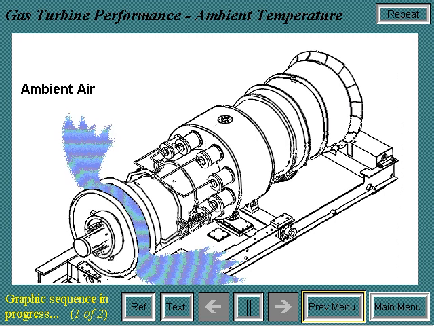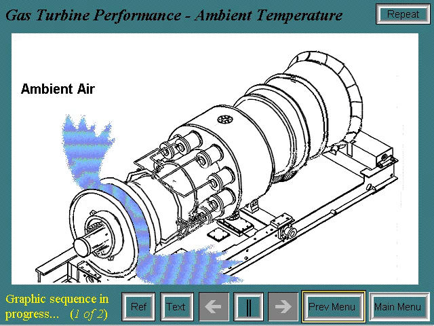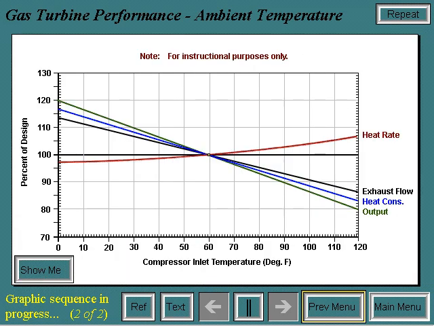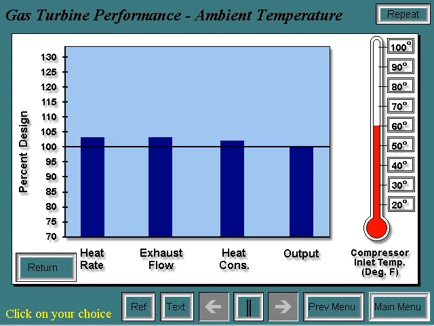Since the gas turbine is an ambient air-breathing machine, its performance will be changed by anything affecting the mass flow of the air intake to the compressor. The most obvious are changes in the reference conditions of 59 degrees Fahrenheit and 14.7 psia. Depending on the unit's cycle parameters and component efficiencies, ambient temperature will affect the air mass flow, which in turn will change output, heat consumption, heat rate, and exhaust flow.